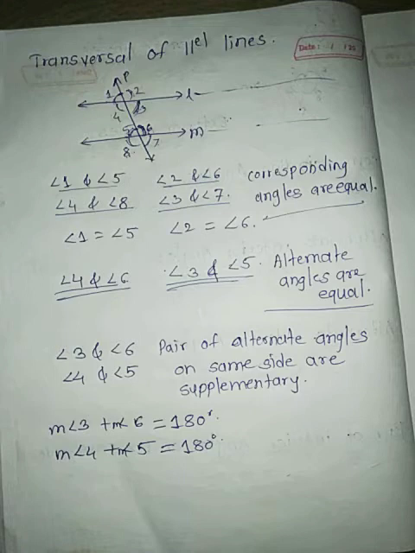Up to this point, the concept of chapter 5, lines and angles, is over. In the next session we will discuss the exercises, exercise 5.1 and 5.2 both. Thank you students.